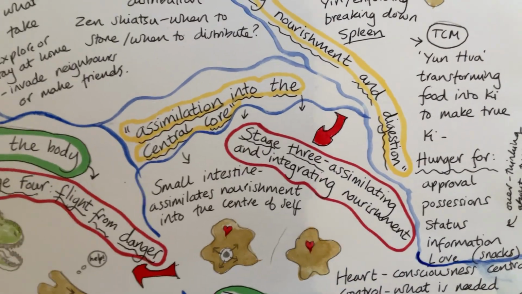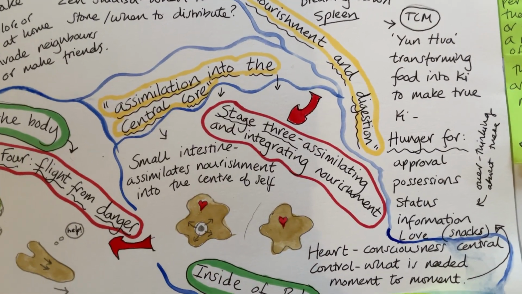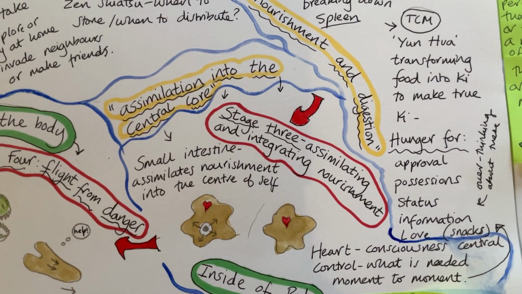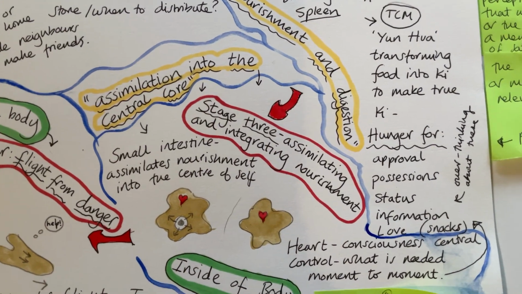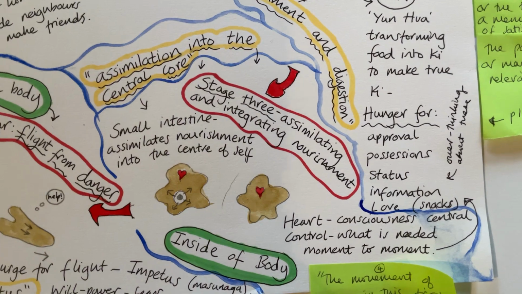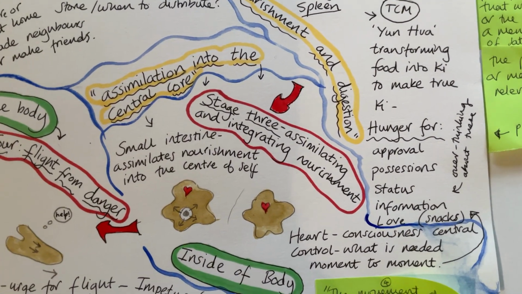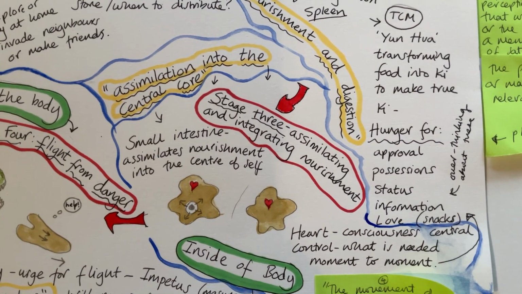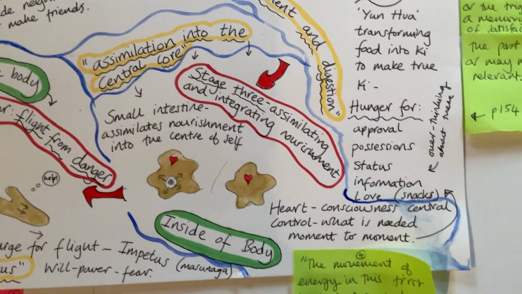Stage 3, assimilating and integrating nourishment. The small intestine assimilates the nourishment into the centre of the self, and the heart is considered the consciousness central control, and decides what is needed moment to moment. It's situated on the inside of the body. The catchphrase from Masanaga is assimilation into the central core.